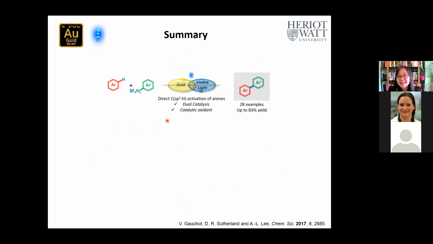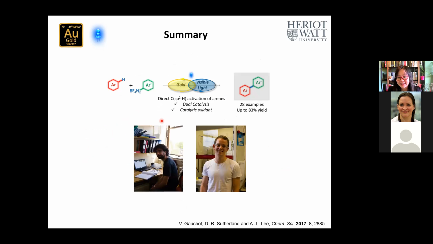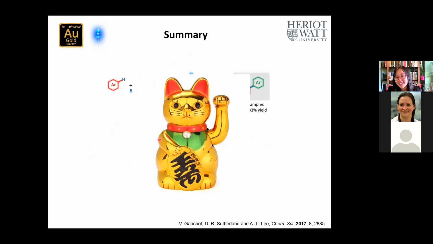It was the first C-H activation using a mild and a catalytic oxidant. So thanks to Vincent and Dan who did this work. And Dan, when he graduated, gave me this gold cat as he says bye-bye to the gold catalyst.